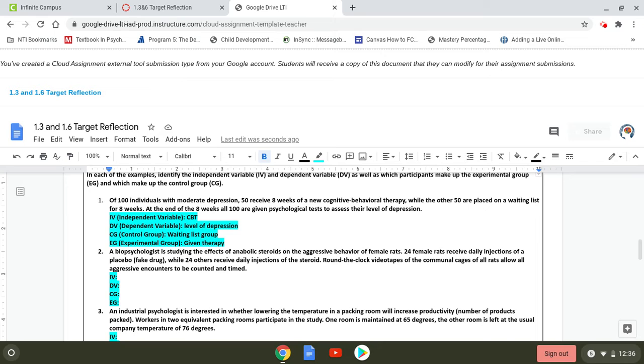24 female rats received daily injections of a placebo, a fake drug, while 24 others received daily injections of the steroid. Round-the-clock videotapes of the communal cages of all rats allow all aggressive encounters to be counted and timed.